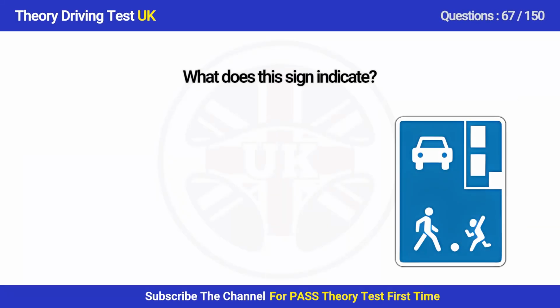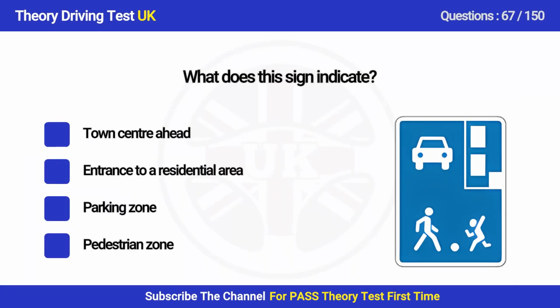Question 67. What does this sign indicate? A. Town center ahead. B. Entrance to a residential area. C. Parking zone. D. Pedestrian zone.